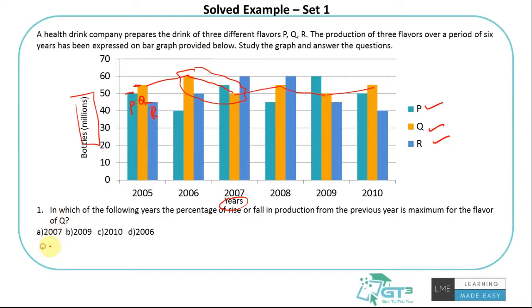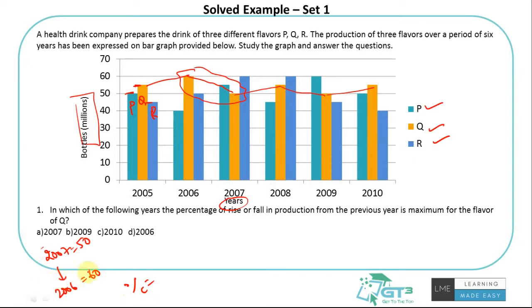Anyway, we have 4 options, right? 2007, 2009, 2010, 2006. What is 2007? That is over the previous year, 2006. What is the value of Q in 2007? 50. In 2006, it is 60. Right, it went down from 60 to 50. So what is my percentage change? How do I calculate?